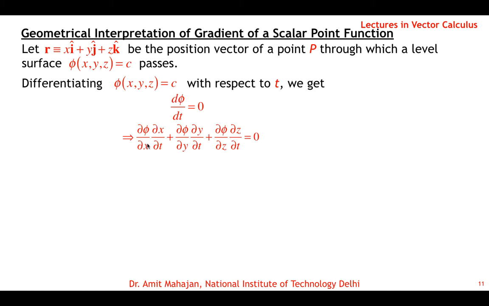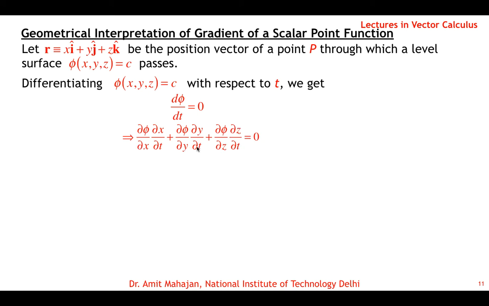So phi is a function of x, y, z, and x, y, z are functions of t, so we know the chain rule. By chain rule we can rewrite it in this form: derivative of the function with x, and x with t, plus phi with y, y with t, plus phi with z, z with t.